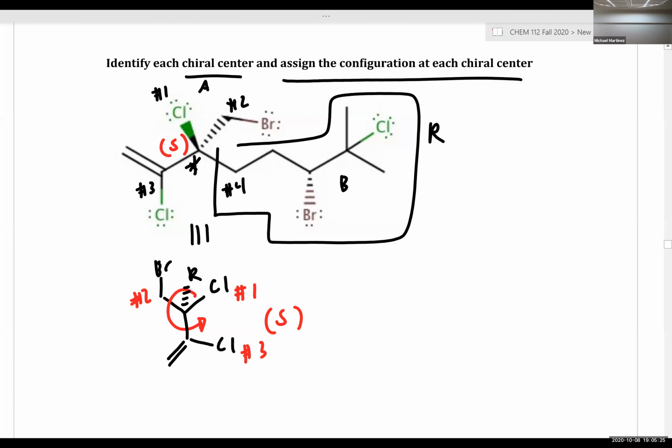Okay, so now that we have our first center established, let's look at our second stereocenter. So now we're zeroing in, we're focusing in on the center containing our bromide. Let me correct the model so that way it's fully depicting our structure correctly.